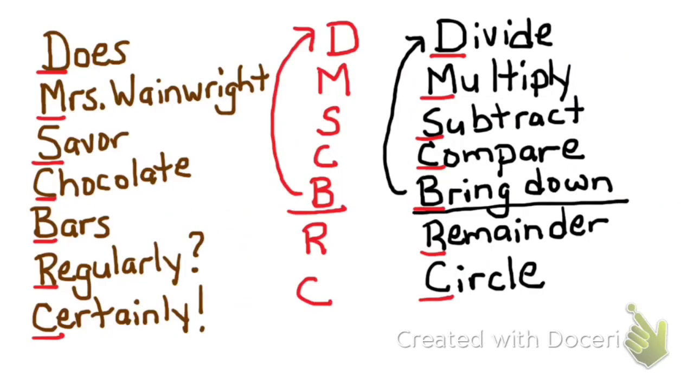The steps to remember long division are: does Mrs. Wainwright save her chocolate bars regularly? Underline the B, arrow from the B to the D. D stands for divide, M stands for multiply, S stands for subtract. C stands for compare, where we ask the question, is the bottom number less than the divisor? B stands for bring down, and we use an arrow. After we bring down, we underline the new number and go back and divide. R stands for remainder, and C stands for circle.